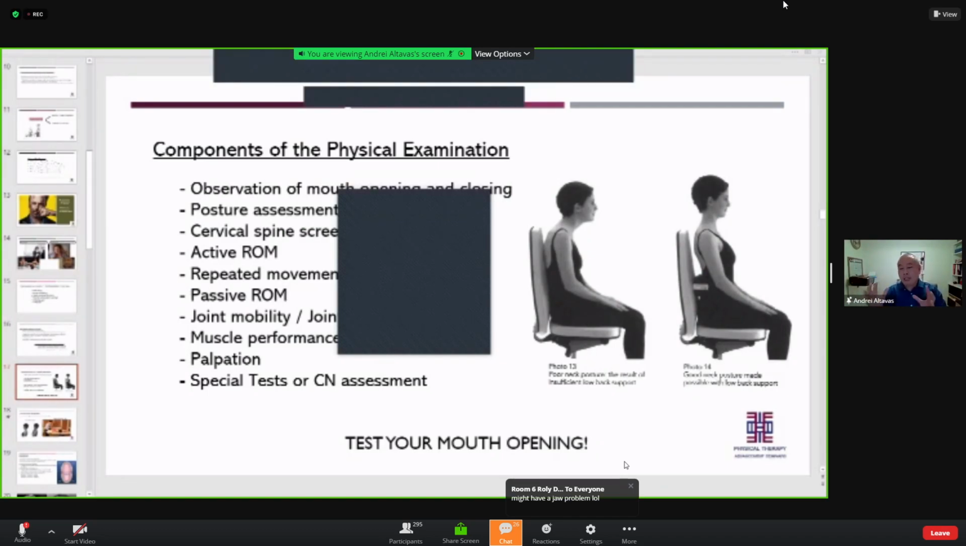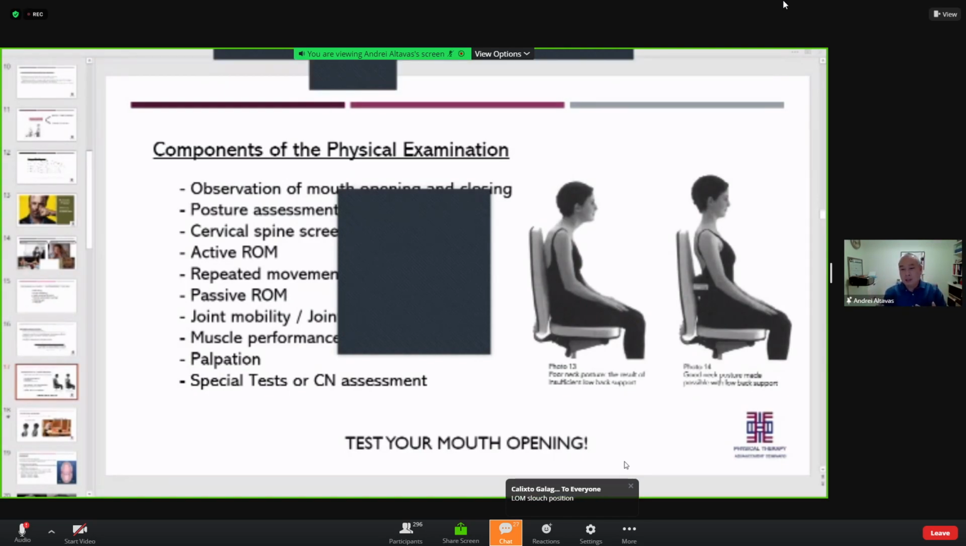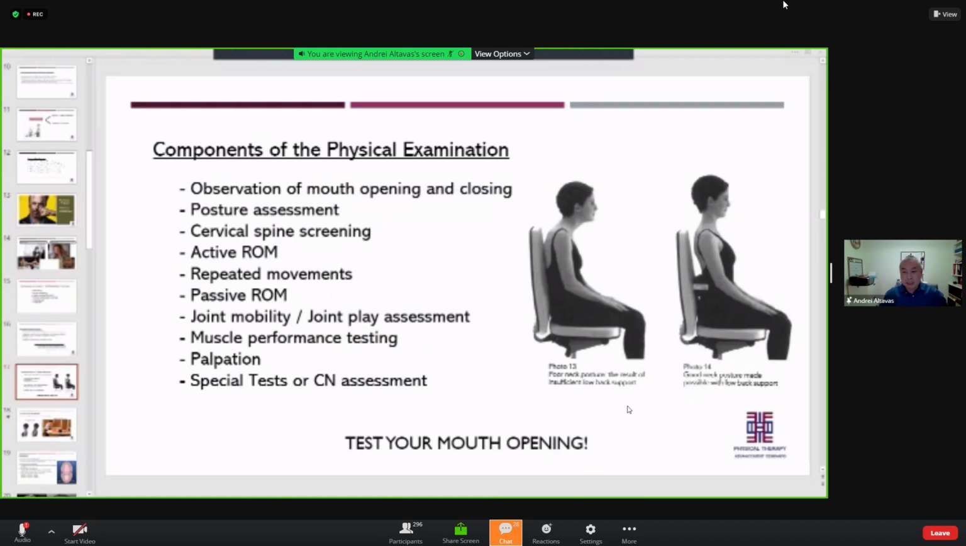But when you get into the cervical spine component screening of it, check to see their posture, okay? Have them open up their mouth in both positions. That's one way to find out whether their cervical spine is contributing to their problem, okay? Okay, thank you for that. I'm just gonna minimize, all right.